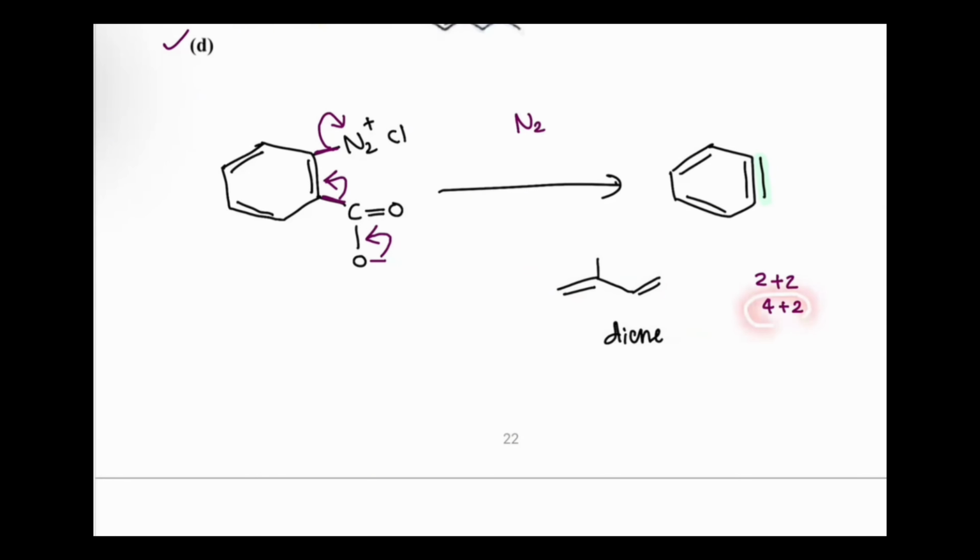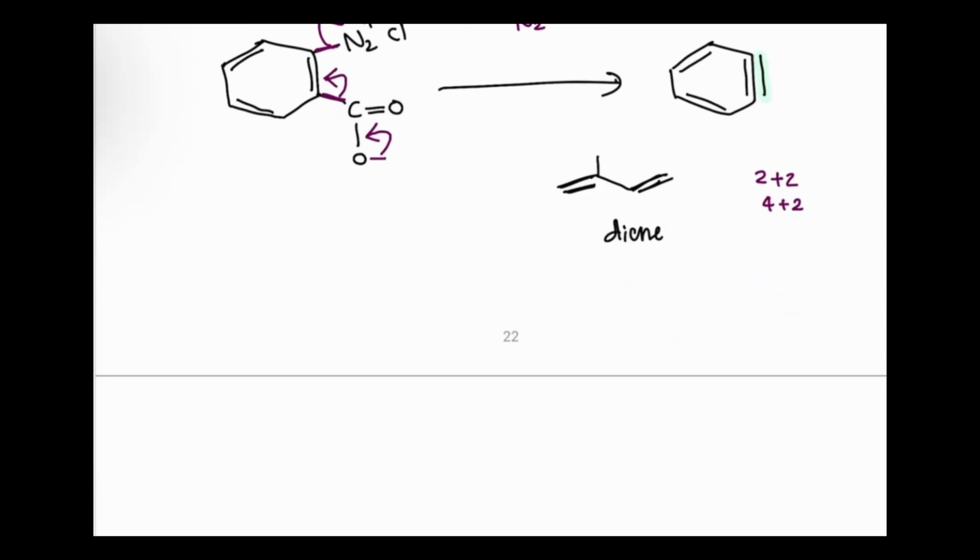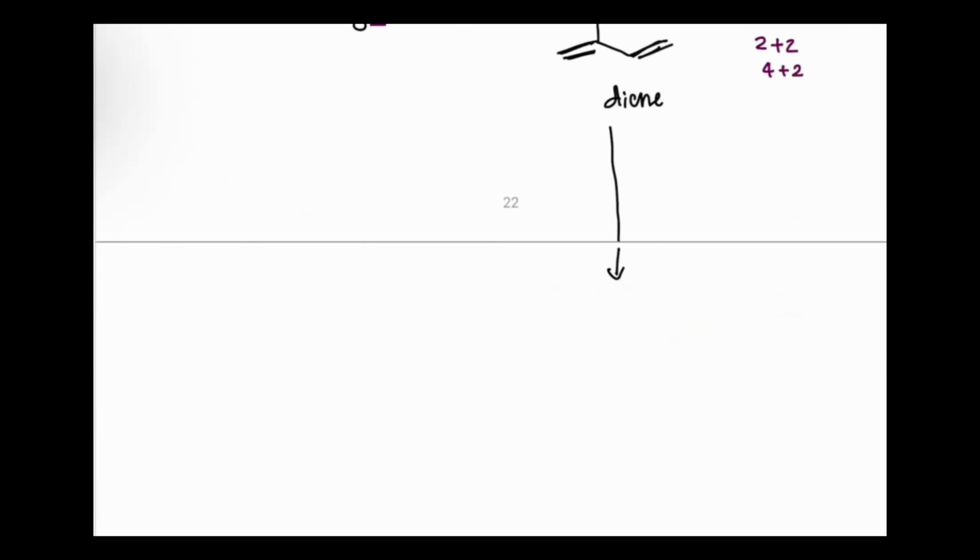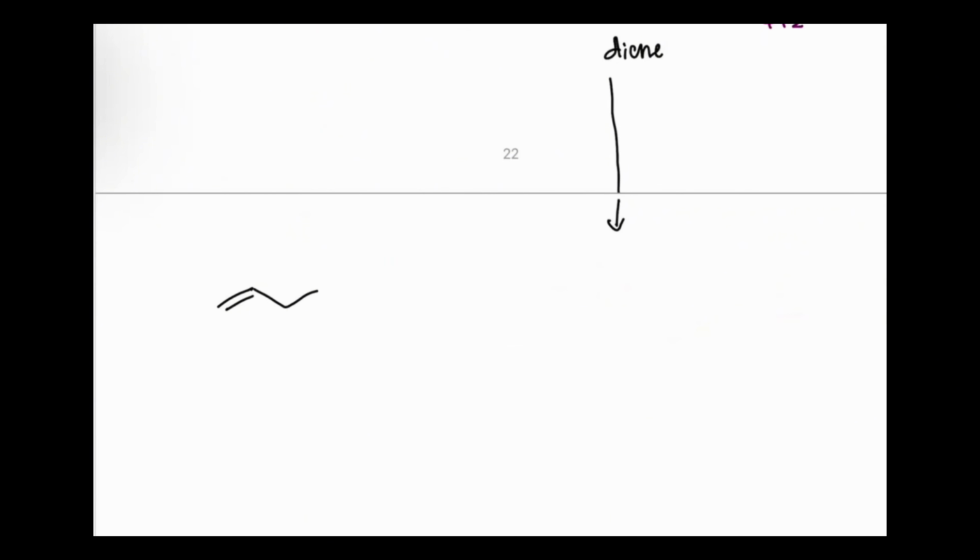Now for the 4+2 to happen, the diene should be in the s-cisoid form, but now the diene is in the transoid form. That means the two double bonds are in opposite directions. So first, for the reaction to happen, it should convert to the cisoid form. This bond will rotate so that you get a cisoid diene like this. Now we have a cisoid diene, and it can take part in 4+2 cycloaddition with the benzyne.